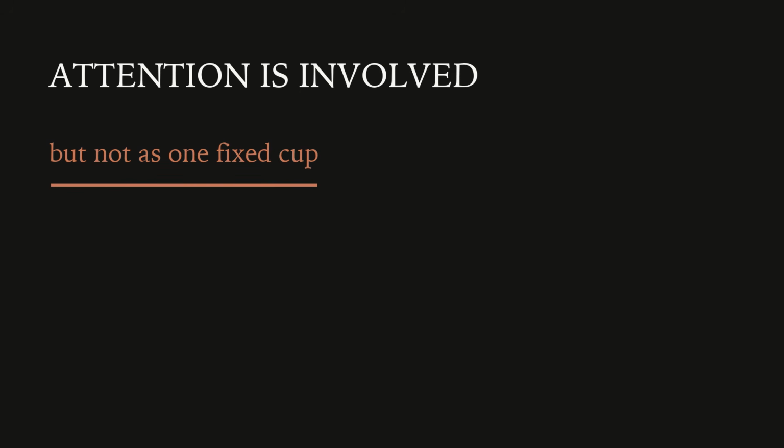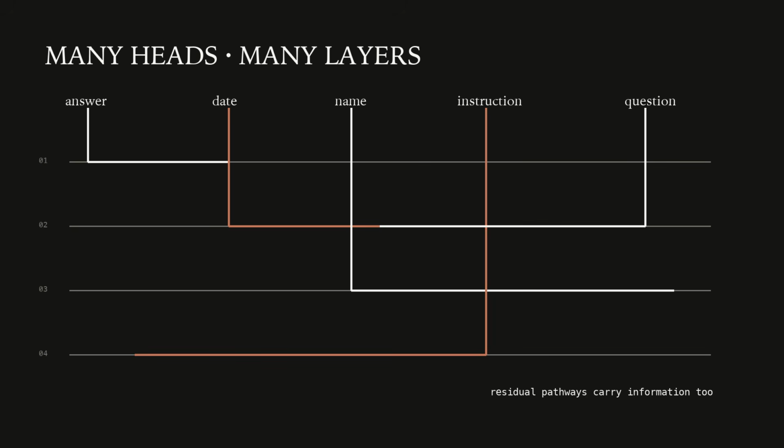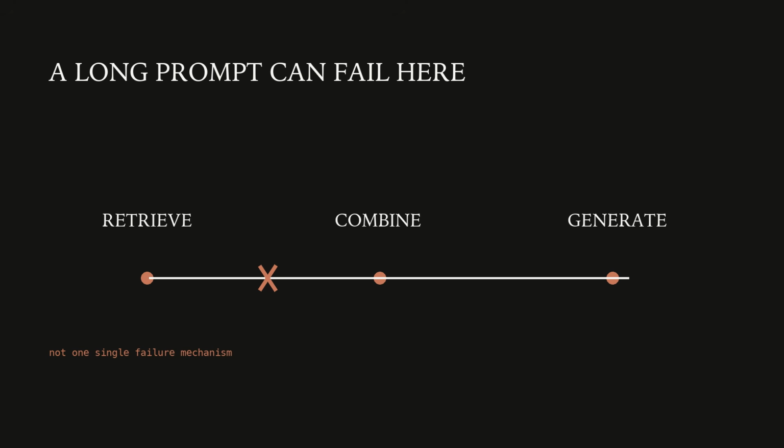Attention is involved, but the common explanation is too tidy. A model does not have one fixed cup of attention that gets watered down evenly as tokens arrive. Transformers use many attention heads across many layers, mixed with information carried through residual pathways.